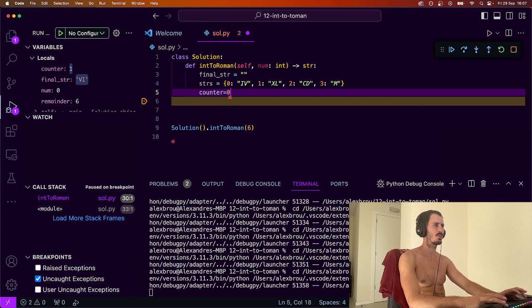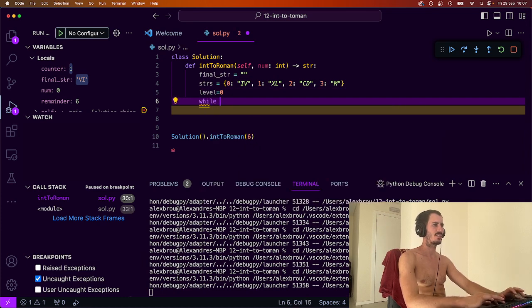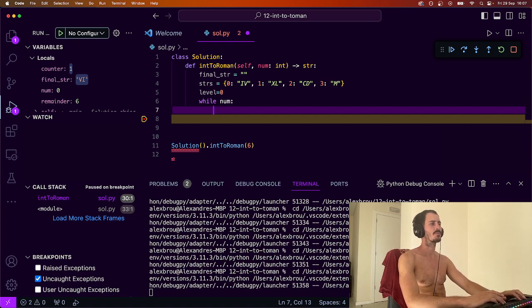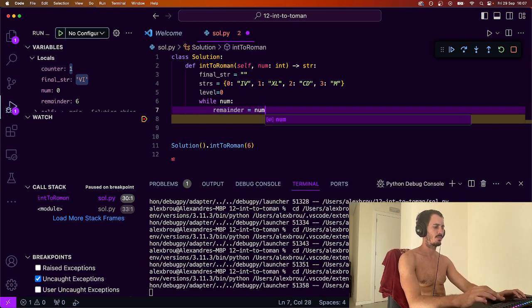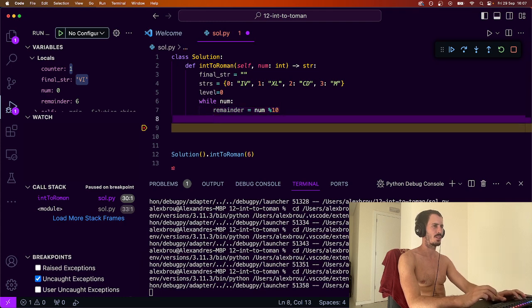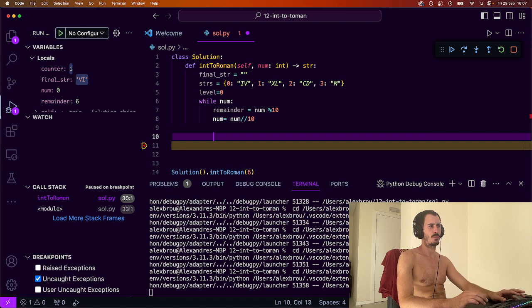I want to start a counter, which is 0. Well, let's not call it counter, let's call it level. And now, while I have a number, I'm going to do remainder equals num modulo 10, and then num equals num integer division by 10. And we're just going to operate with the remainder.